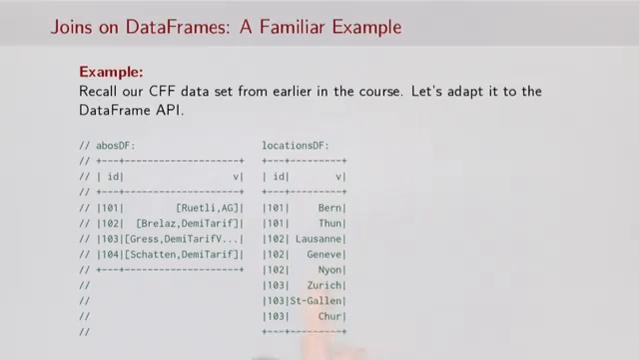And in this data set, I have customer numbers and the cities that these customers most frequently travel to. So, for example, customer 101 frequently travels to Bern and Thun. And customer 103 travels quite a bit. They go to Chur, St. Gallen, and Zurich. So these are our two data sets. This is what they look like.